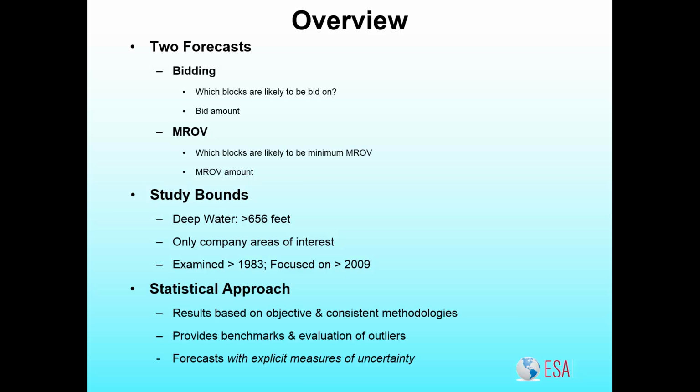We use a very purely statistical approach. This gives you nice, consistent, very objective results. There is no subjectivity put into our models or forecast. So it's a very non-biased approach. We get nice benchmarks, evaluation of outliers, and of course, with statistical models, you get nice measures of uncertainty. So you can see about how accurate we're being and judge for yourself on how much additional information you'd like to put into this.